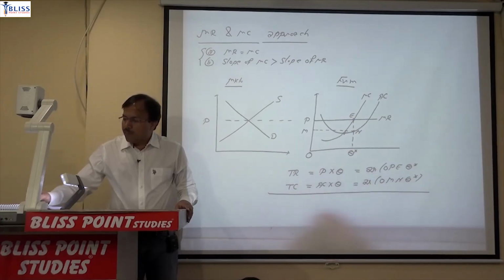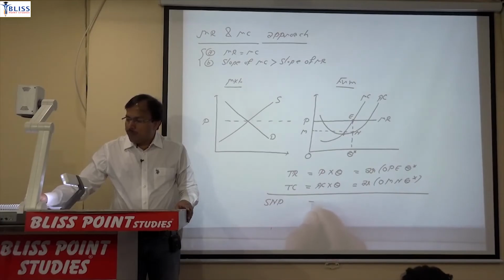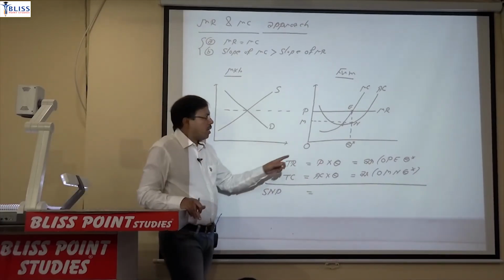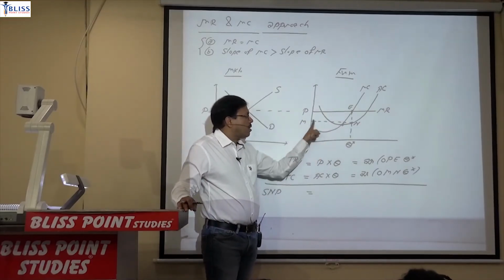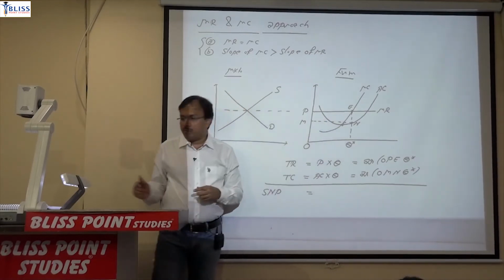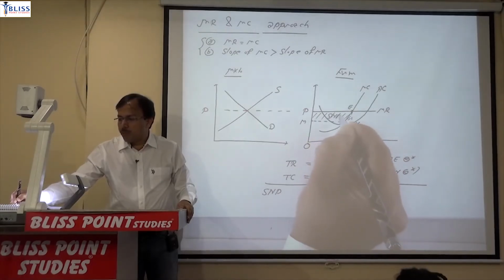And the difference of revenue and cost will be supernormal profit. So which area is remaining? Revenue area is this larger rectangle. Cost area is this smaller one. So that difference is supernormal profit. So you can shade that area. This shaded area is supernormal profit.